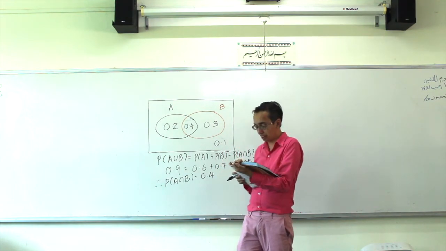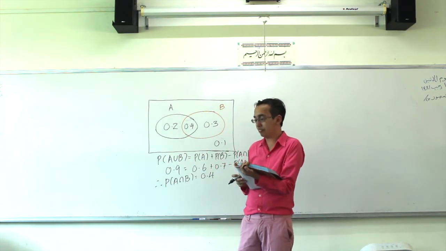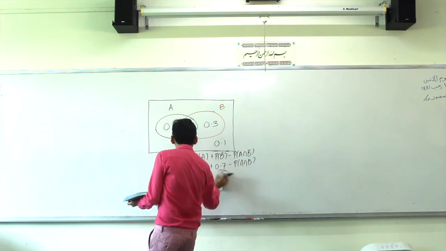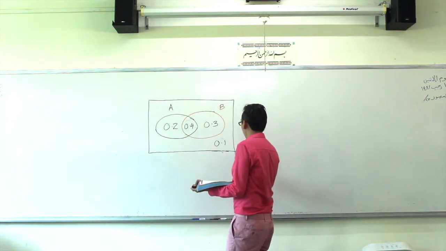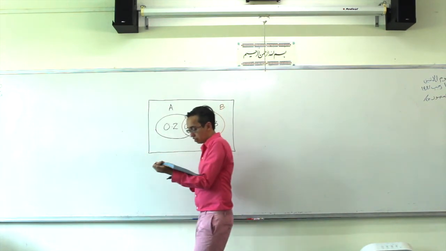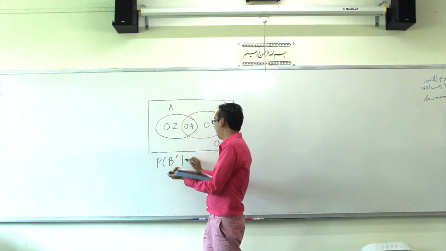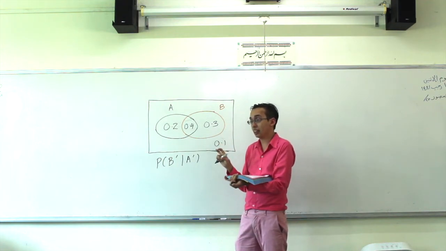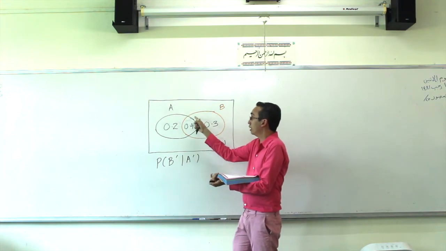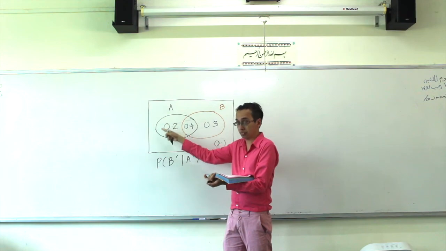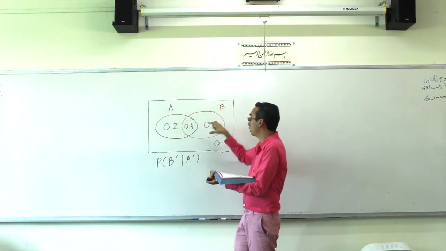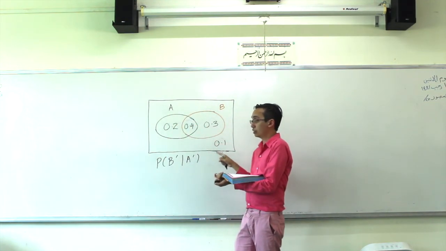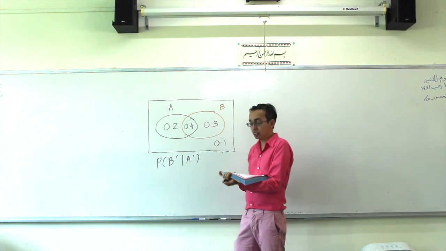The question wants us to find the probability of B prime given A prime. So what's the probability of B prime given A prime? We are given A prime, which means we should only look at the set that is about A prime. This is A. Anything outside this black oval will be considered A prime. So this portion, 0.3, is A prime, and this portion, 0.1, anything outside here, is A prime as well. So now our A prime is actually 0.4.